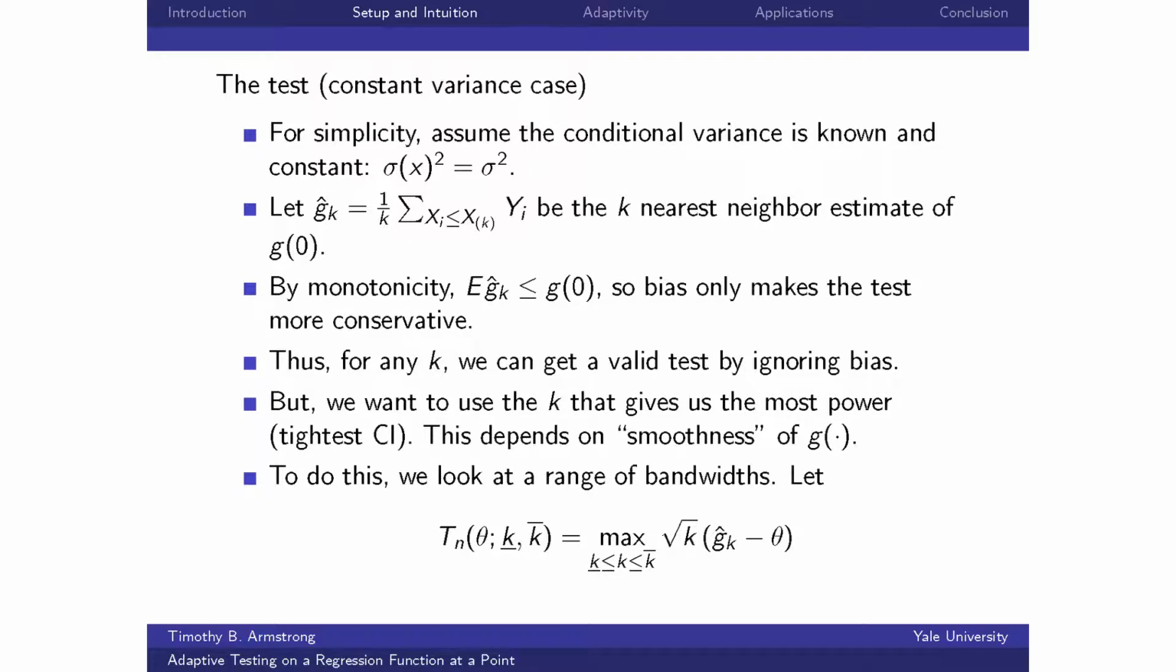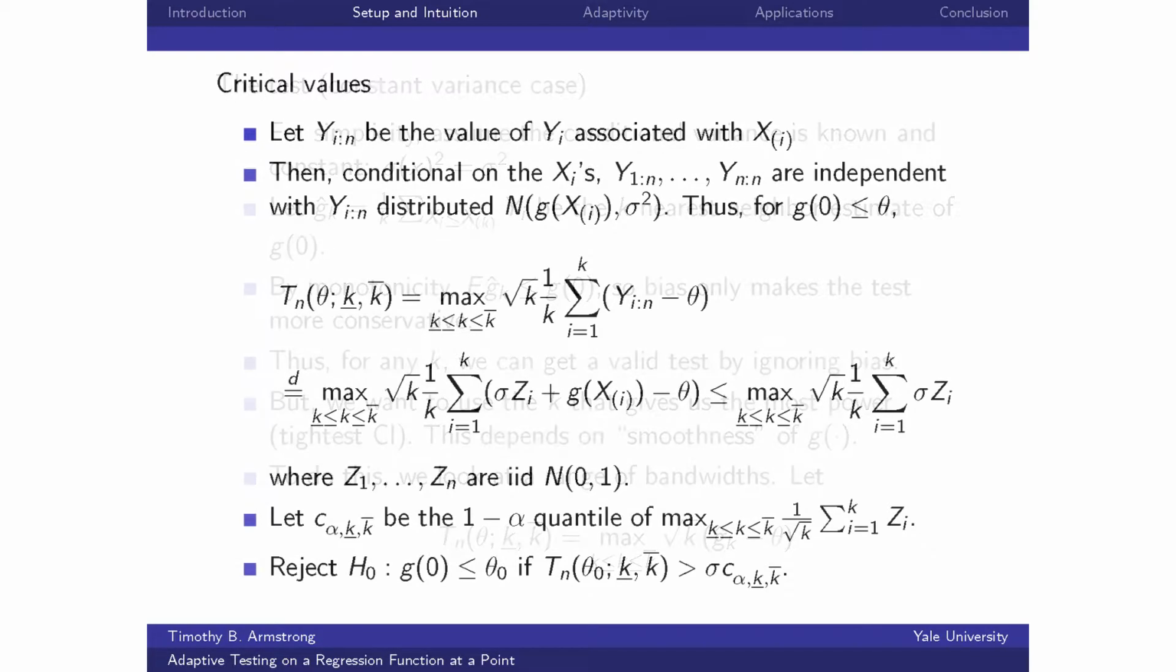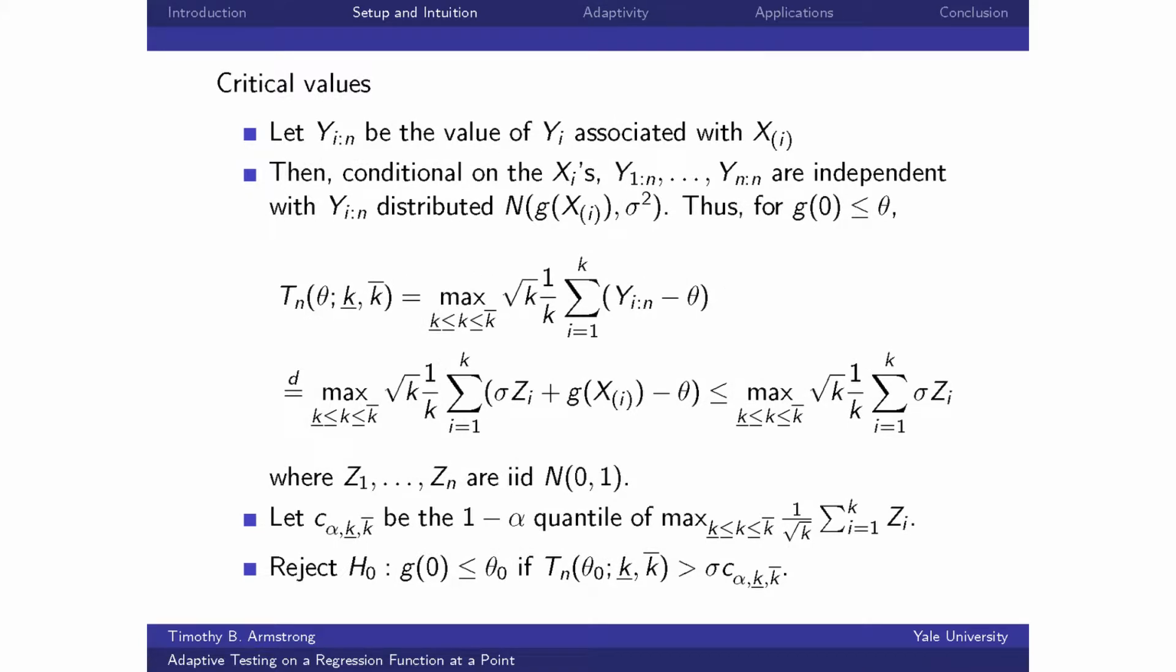To do this, we have our test statistic look at a range of bandwidths. So for a given k lower bar and k upper bar, which I'll define for simplicity to be 1 and n, we'll take the maximum over k in that range of the standardized values of g hat k minus the theta that we're testing. It turns out that with the normality assumption and the known variance, we can get critical values that are valid in finite samples. So how do we do this?